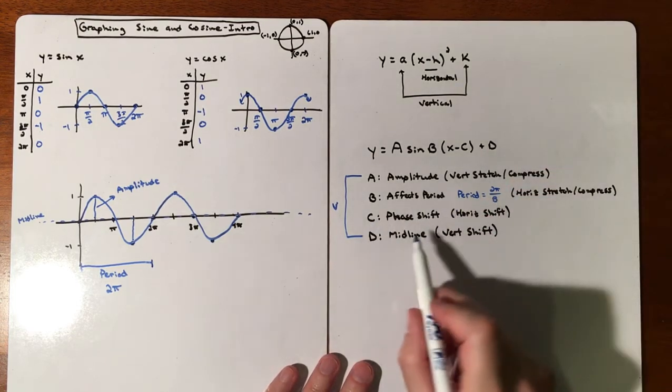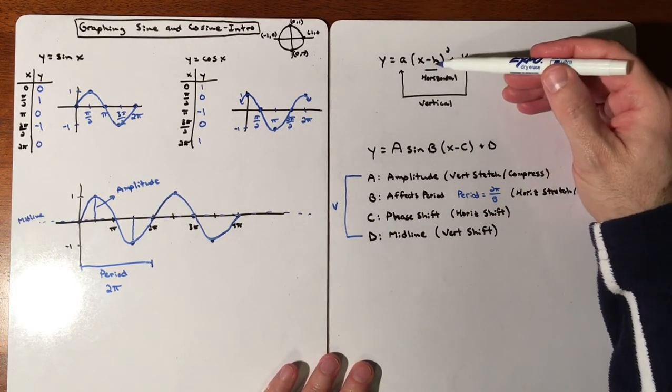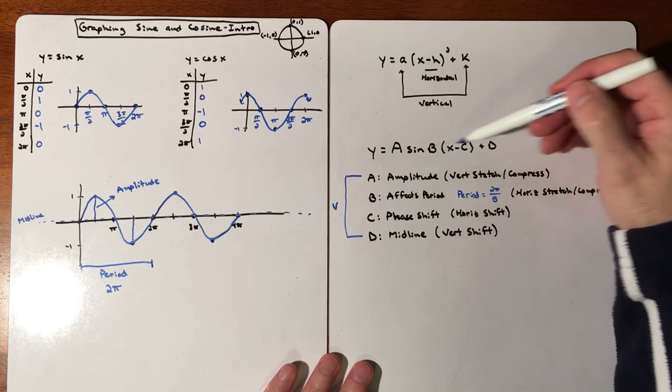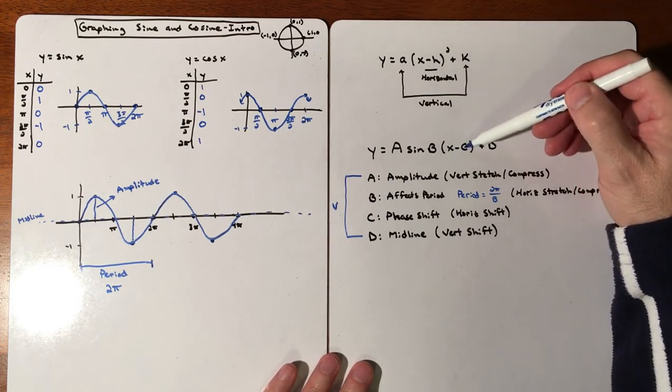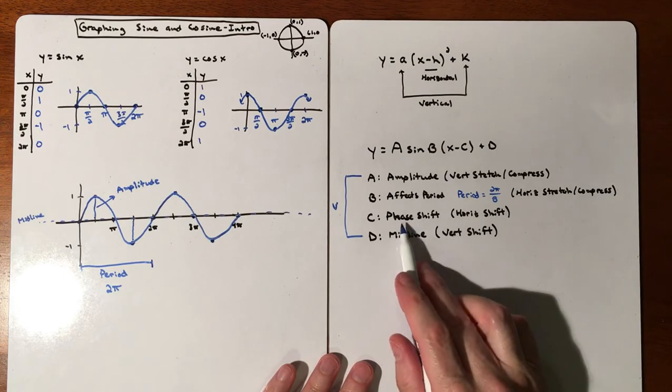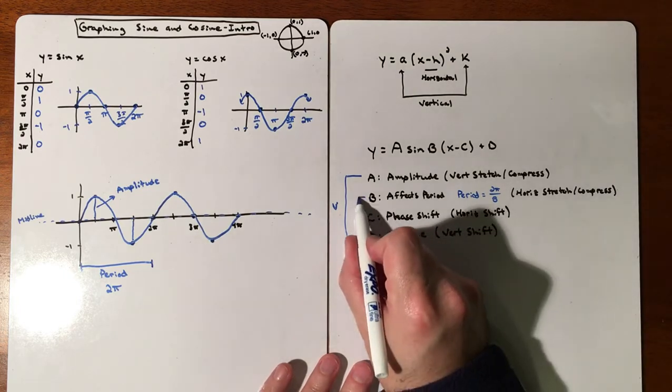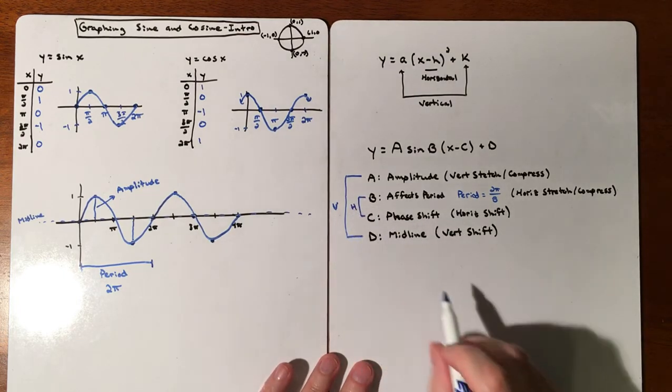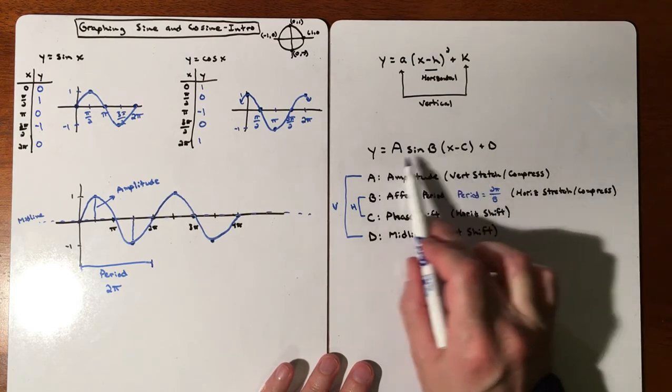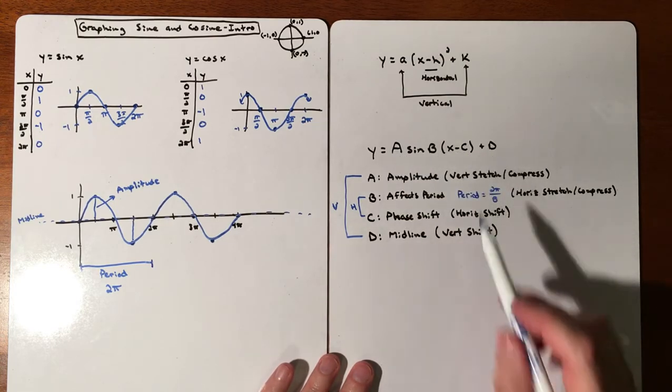All right, and then the c is just like the h, where it's going to shift your graph left and right, always in an opposite manner. That is what we call a phase shift. It's your horizontal shift. So these two are going to horizontally affect your graph. So anything on the inside horizontally affects, anything on the outside vertically affects.